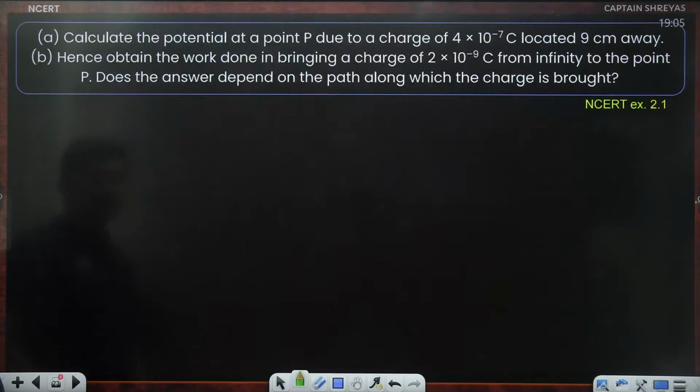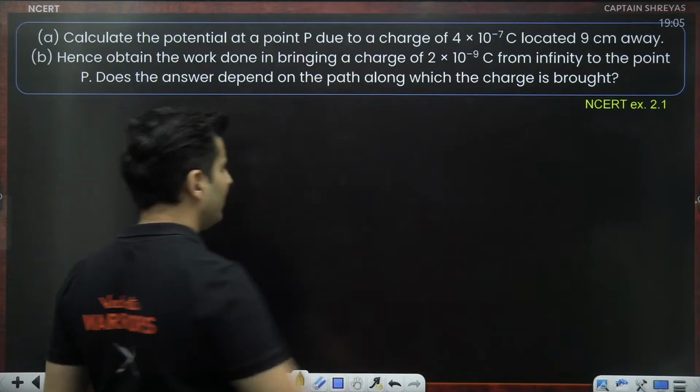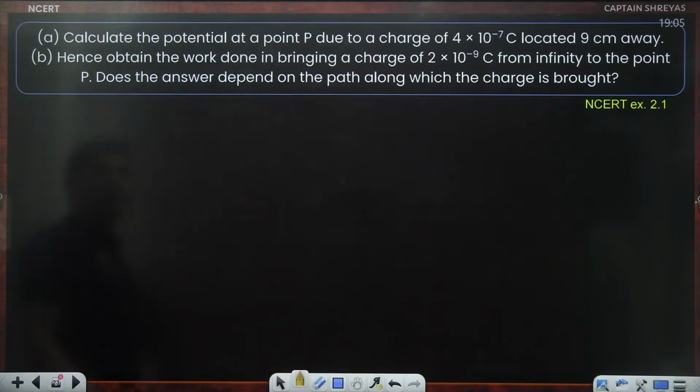Cool. Let's go ahead and see some questions. Calculate the potential due to a charge 9 centimeters away. Obtain the work done in bringing that charge from infinity to that particular point. Does the answer depend on the path taken by this particular charge? Okay, let's do this one by one, my dear students. Calculate the potential due to this particular charge.